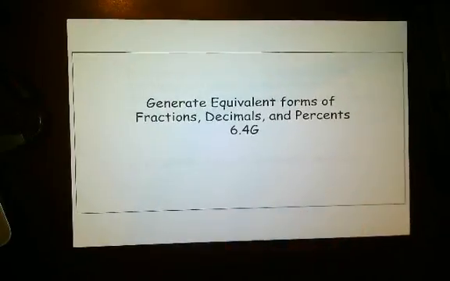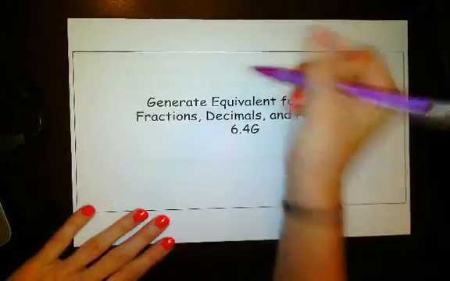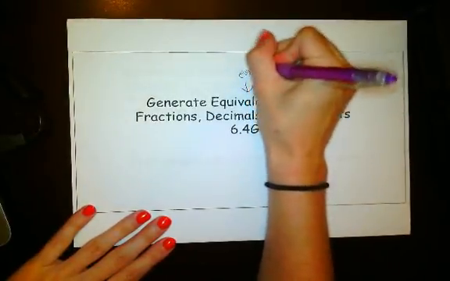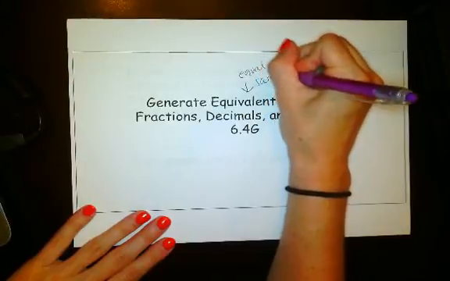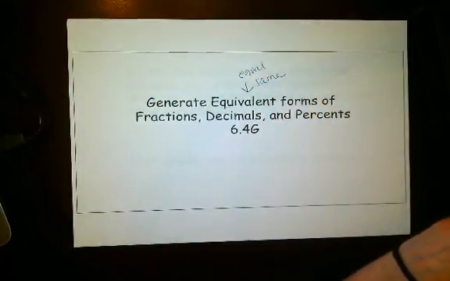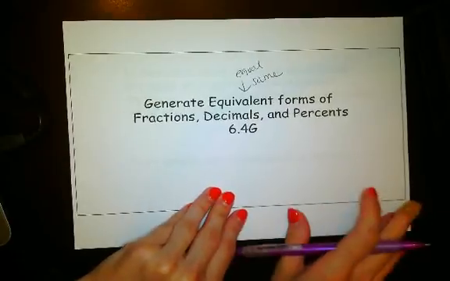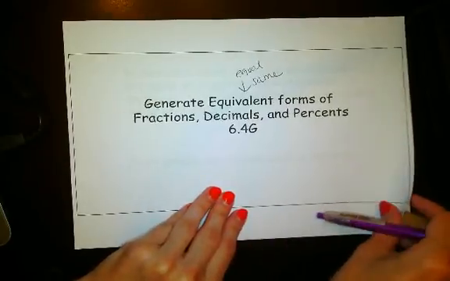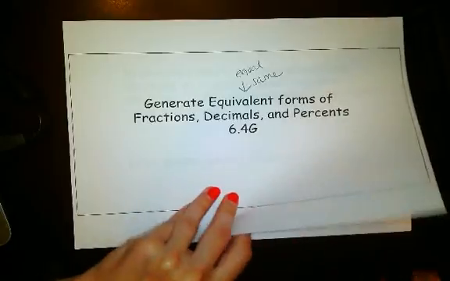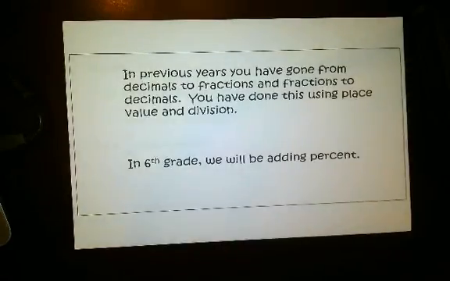We'll be talking about equivalent forms of fractions, decimals, and percents, and remember, equivalent means equal or the same. So we want fractions and decimals and percents that are equal or the same. So let's talk about what you've learned in the past that represents the same thing. In previous years, you've gone from decimals to fractions and fractions to decimals.